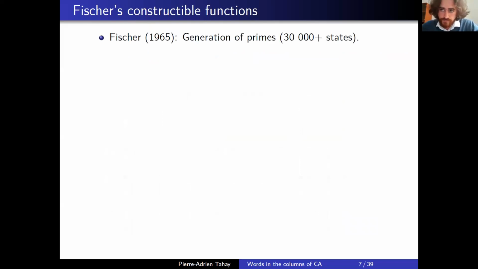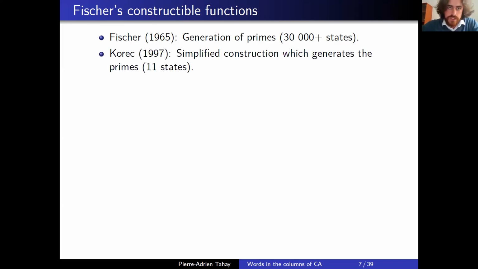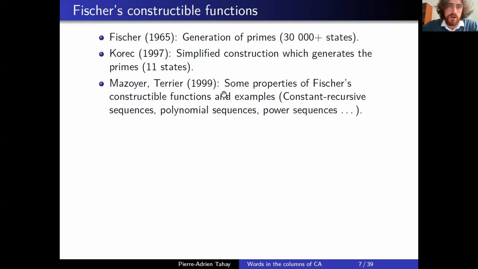One of the first results was given by Fischer in 1965, and Fischer constructed a cellular automaton to construct the primes in a column. But the cellular automaton of Fischer contains more than 30,000 states. But in 1997, Korec simplified the construction of Fischer and obtained a cellular automaton with only 11 states to generate the primes. In 1999, Mazoyer and Terrier gave some properties of Fischer's constructive functions.